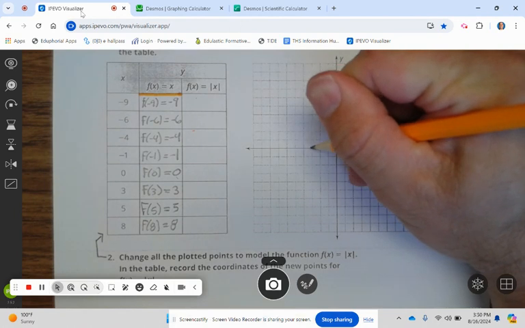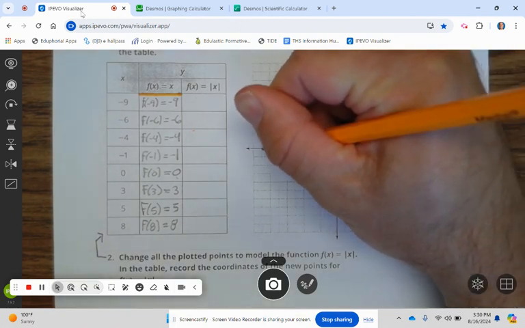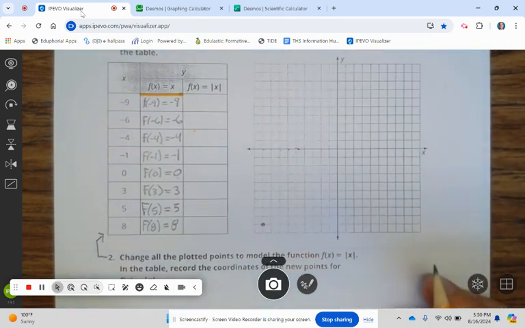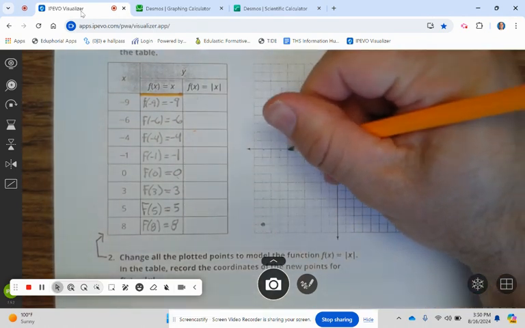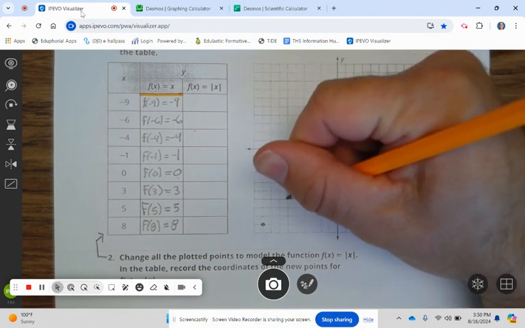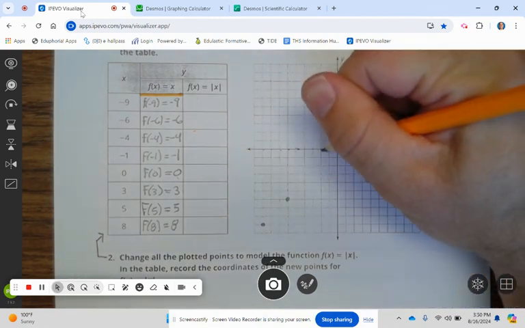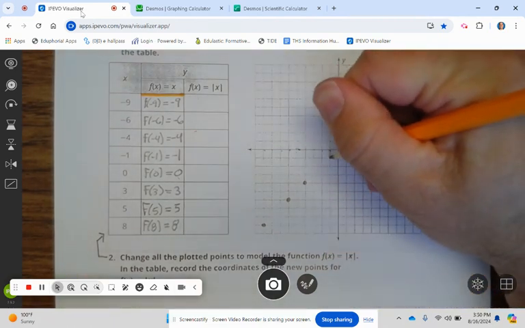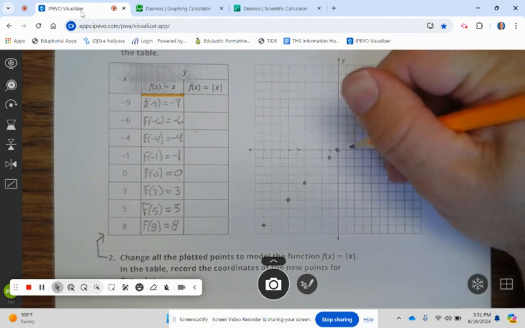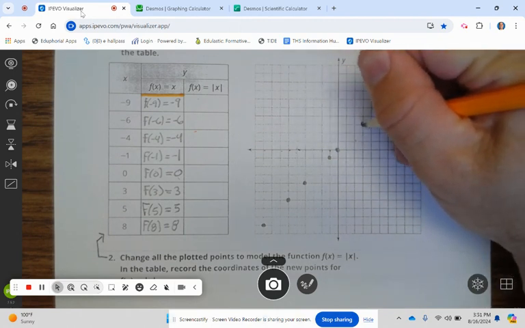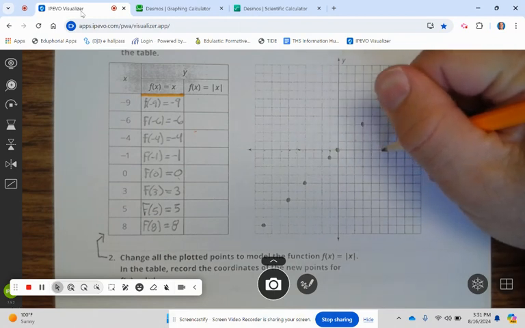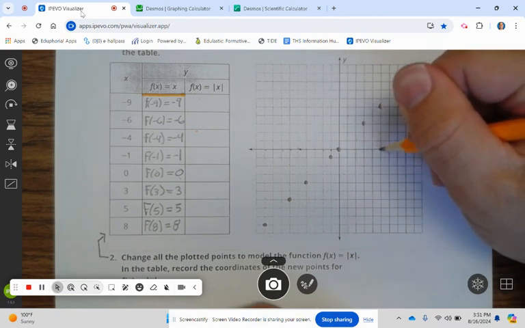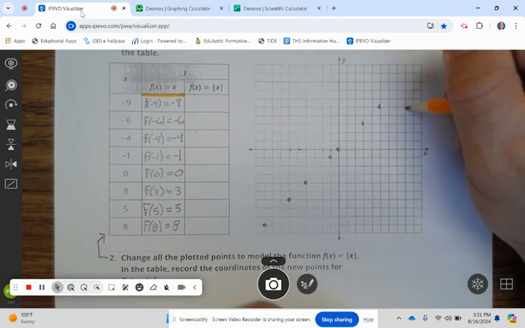Okay, so negative 9, negative 9. So negative 1, 2, 3, 4, 5, 6, 7, 8, 9, and down 9. Then negative 6, negative 6, negative 4, negative 4, negative 1, negative 1, 0, 0, and then the points 3, 3, 5, 5, and 8, 8.